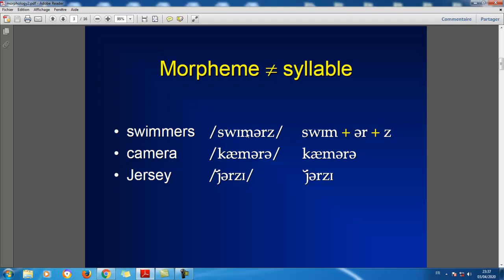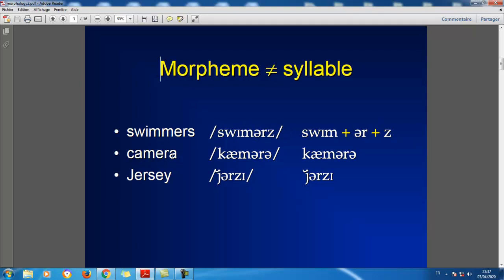Now, my point here through this example is to show that the number of syllables does not correspond to the number of morphemes. This is the case of a polymorphemic word. By poly, it means it contains more than two, many morphemes. But how many syllables? It includes here one, two. So it's a bisyllabic word.